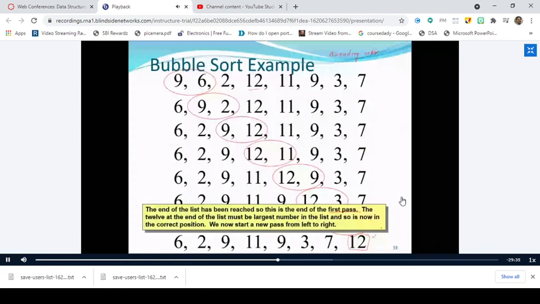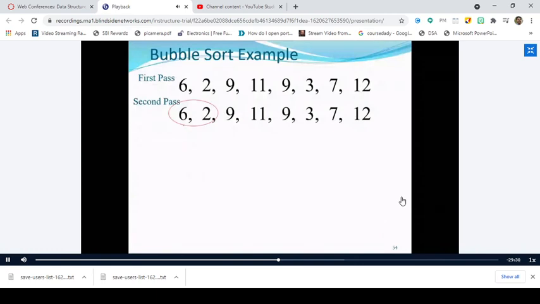In the second pass, you compare the first element with the second element. 6 and 2 are compared. Since they are out of order, swap them, and then you compare 6 and 9. Since they are not out of order, you just leave it like that. 9 and 11, not out of order, leave it. 11 and 9, out of order, swap. 11 and 3, out of order, swap. 11 and 7, out of order, swap.